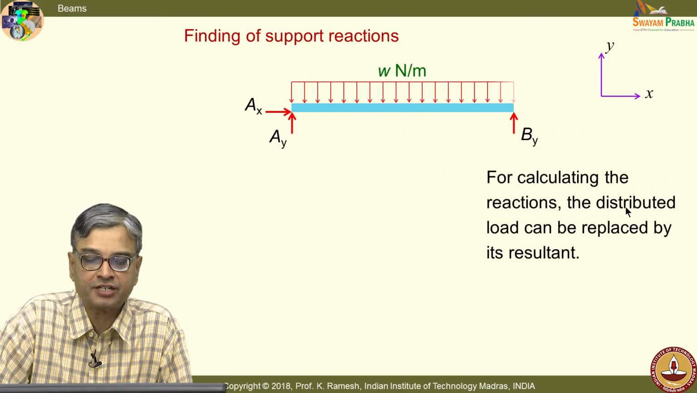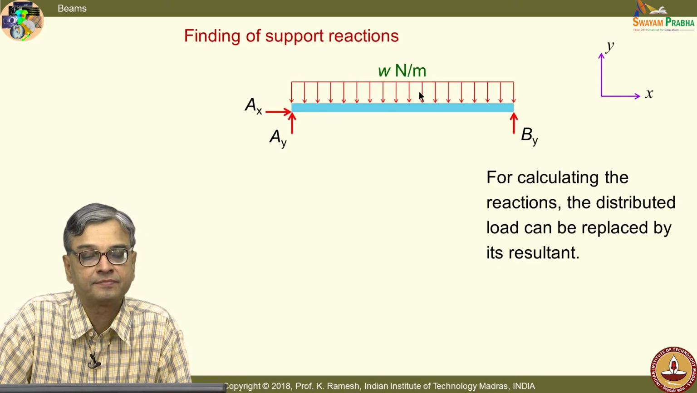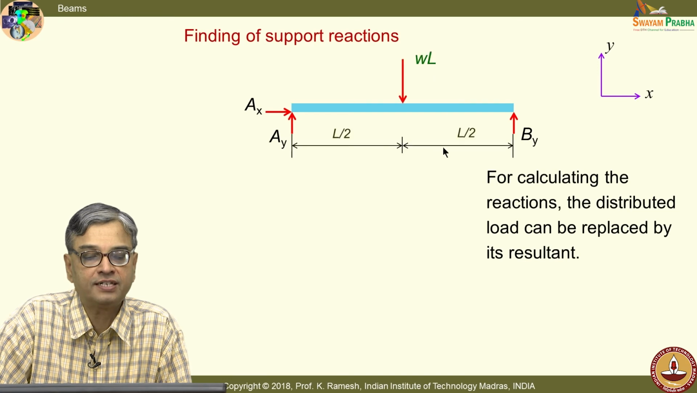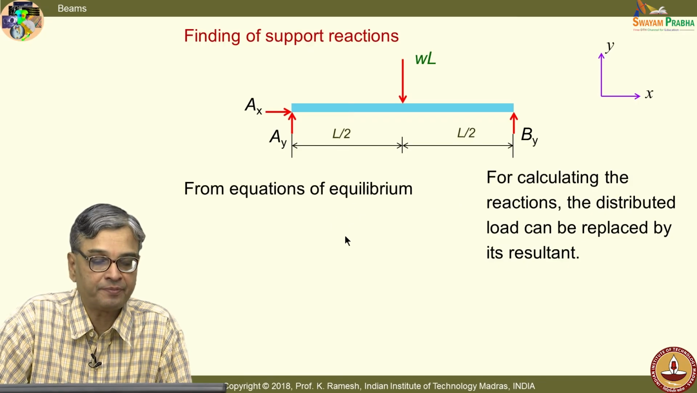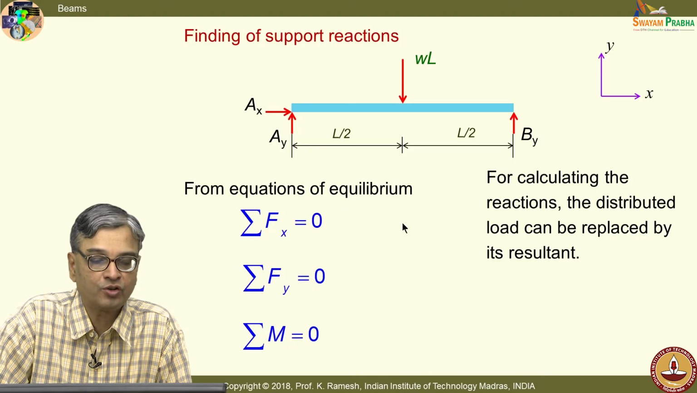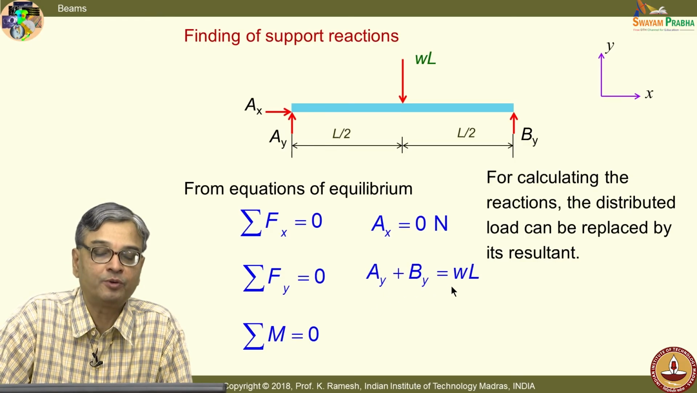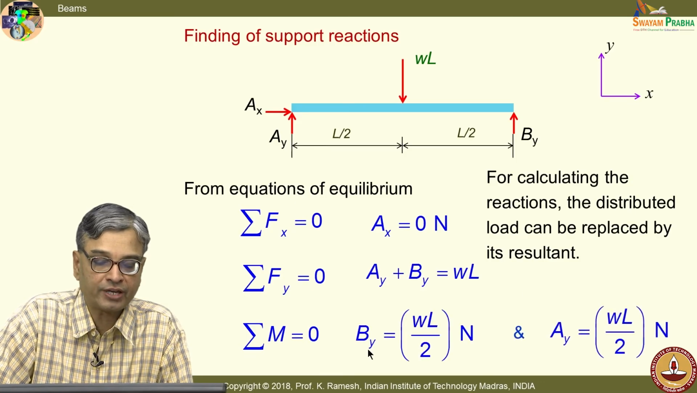For calculating the reactions, the distributed load can be replaced by its resultant. So, I replace the force. It is easy for you to find out the centroid; it is at the center of the rectangle, and you have the resultant force as WL. From equations of equilibrium, sigma Fx equal to 0 gives you Ax equal to 0, sigma Fy equal to 0 gives Ay plus By equal to WL, and sigma M equal to 0 gives By as WL by 2 and Ay as WL by 2.